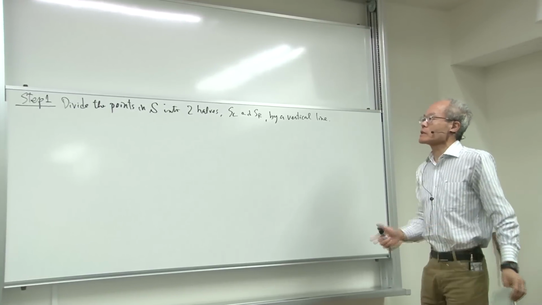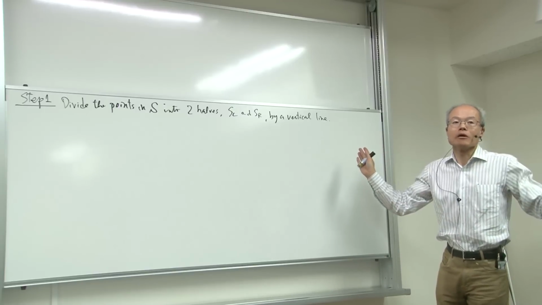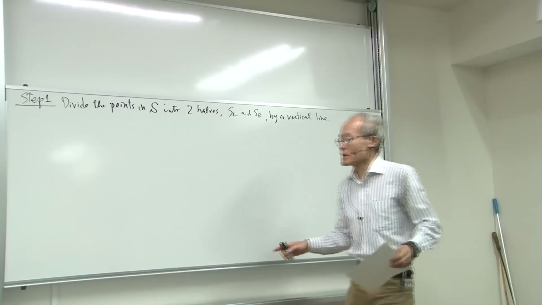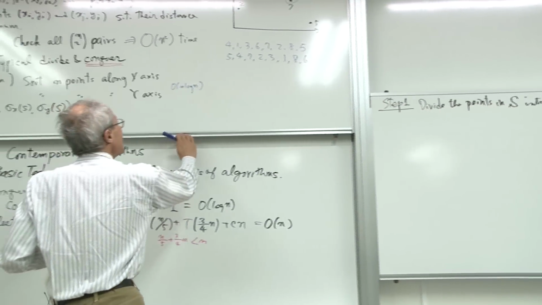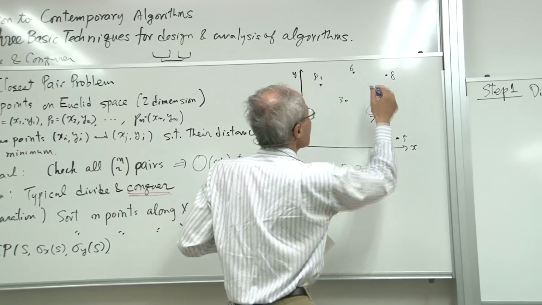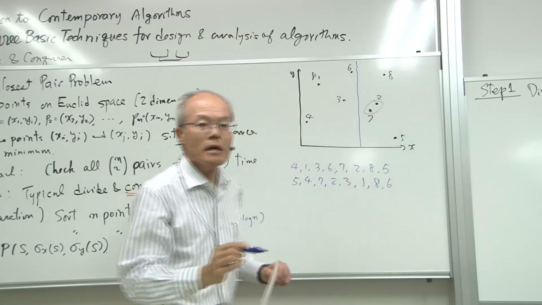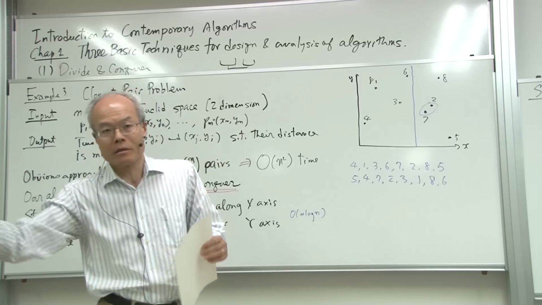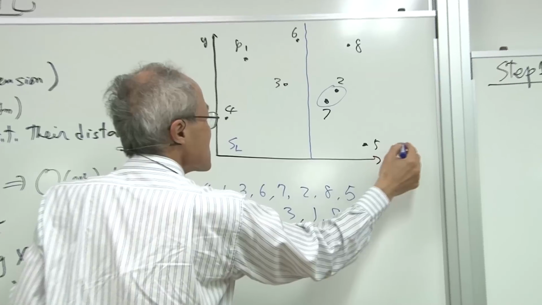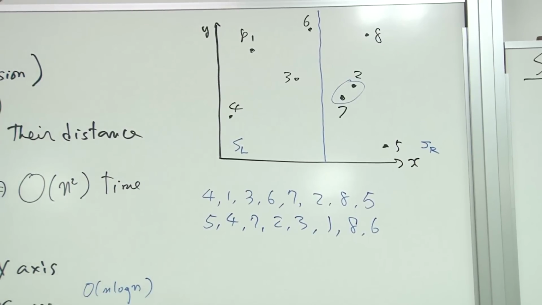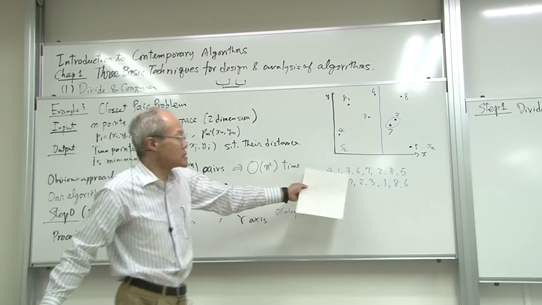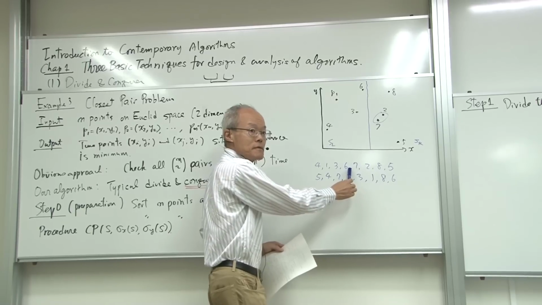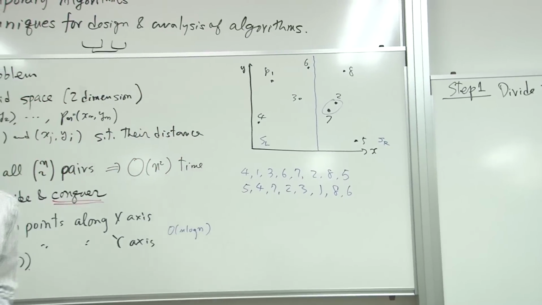So the first step is just divide the point set into two halves, two subsets of the same size, by a single vertical line. So we use just a single vertical line to divide the whole set into left side and right side. So this is S sub L, and S sub R. Of course, this is pretty easy because we have this sequence sorted along the x-axis. So just the first half becomes SL, and the second half becomes SR. Okay?